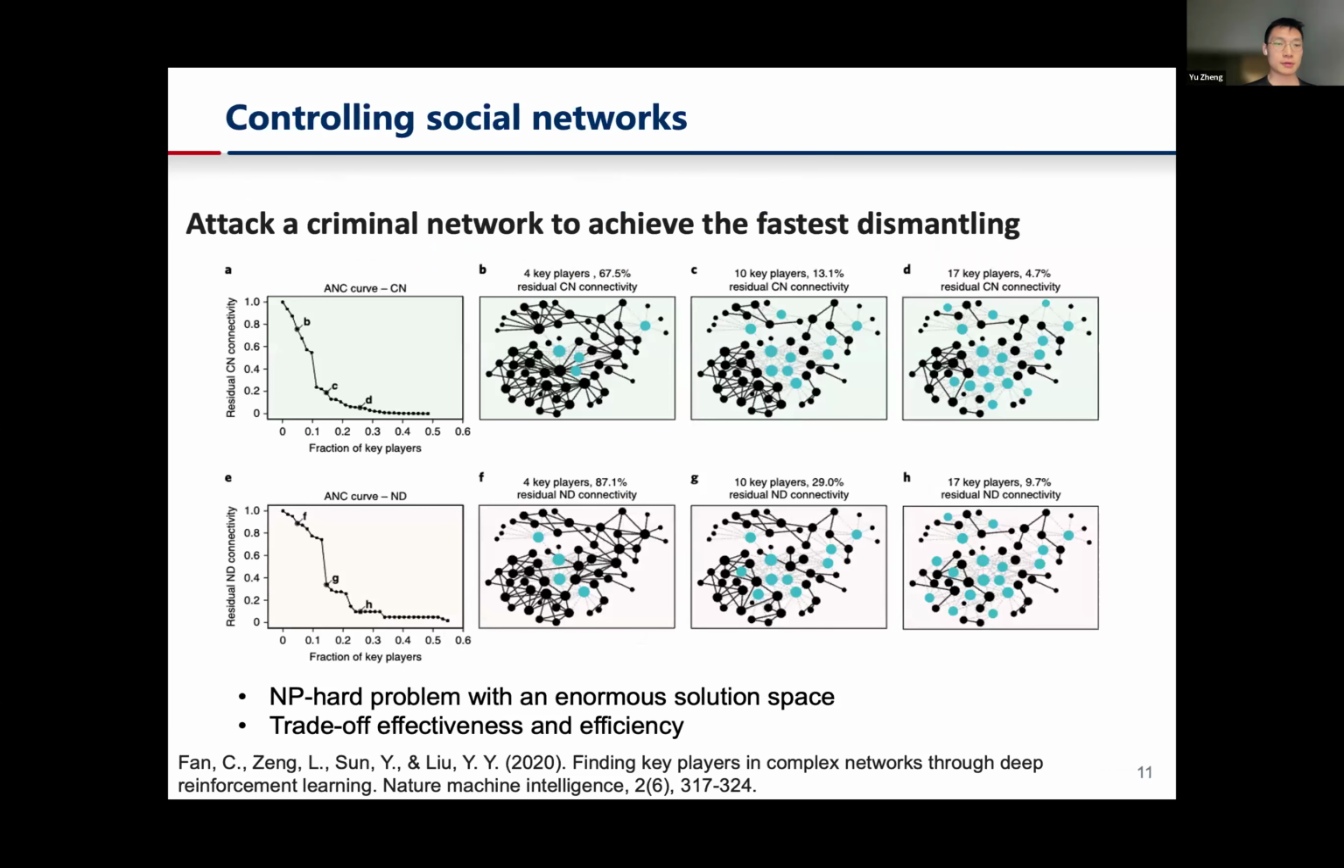And for controlling social networks, we will introduce one application of attacking a criminal network to achieve the fastest dismantling. So here we aim to remove the least number of nodes such that the network dismantles into disconnected parts. It is known as an NP-hard problem, which also features an enormous solution space. And since we have a budget on node removal, we also need to make a trade-off between effectiveness and efficiency.